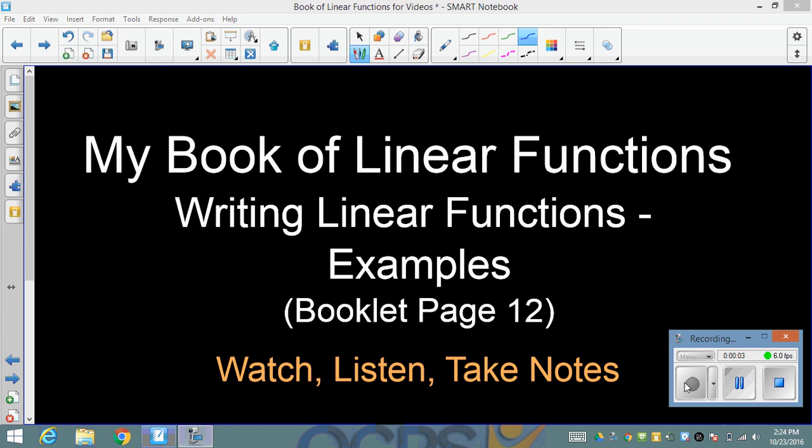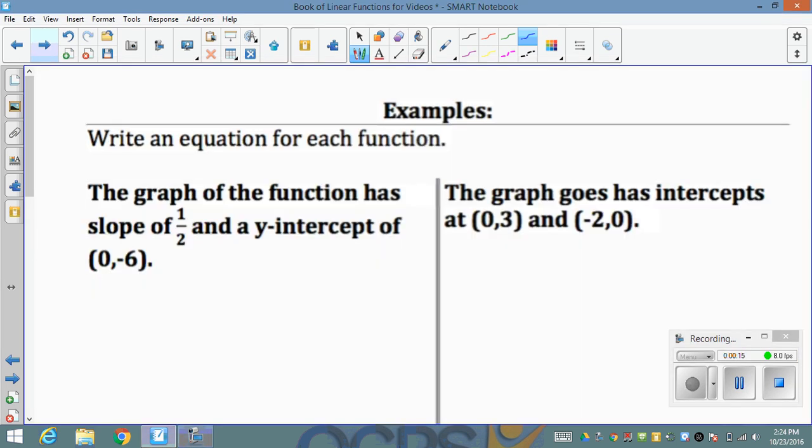In this video, we're going to continue looking at writing linear functions by looking at a few examples. You are going to watch, you are going to listen, and you are going to take notes in your booklet on page 12. What we are doing in each of these four cases is writing an equation for each linear function that is described.